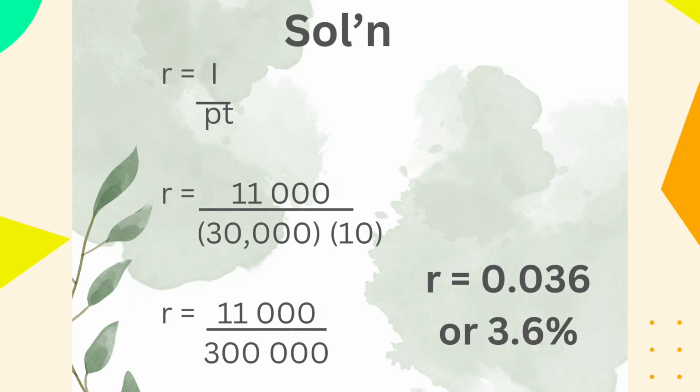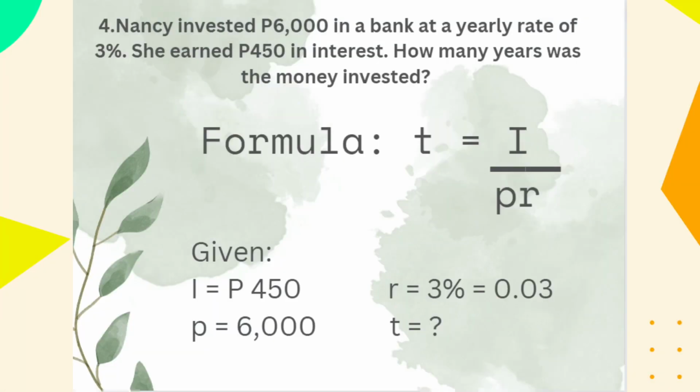So our rate is equivalent to interest, which is 11,000, over the principal amount, 30,000, and then the time, which is 10 years. We will multiply 30,000 by 10, which gives an answer of 300,000. So 11,000 divided by 300,000, we will come up with an answer of rate equals 0.036, or 3.6%.